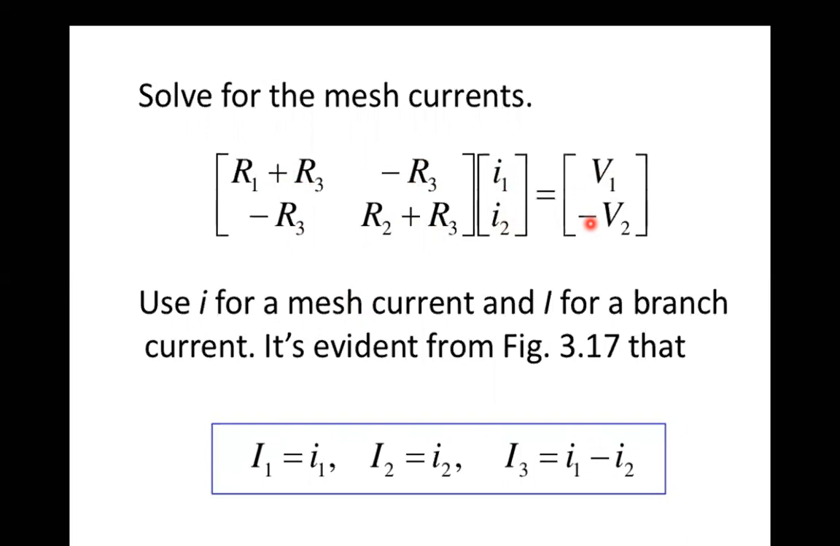So use small i for mesh currents and capital I for branch currents. When we see the mesh currents, we have denoted them as small i, whereas the branch currents we have taken as capital I. So that's nothing but capital I1 is equal to small i1, capital I2 is equal to small i2, and I3 is nothing but i1 minus i2.